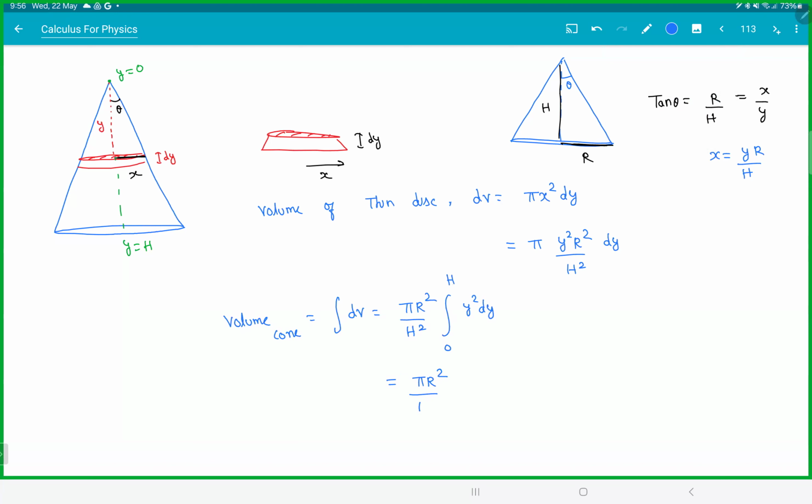So this is pi r square by h square. This would be y cube by 3. Limits will go from 0 to h. That is h cube by 3. So 1 by 3 pi r square h. Isn't this what you learned in school? Volume of the cone. Please have a look at the elements.